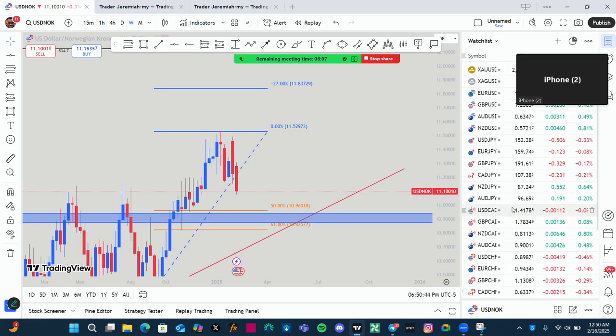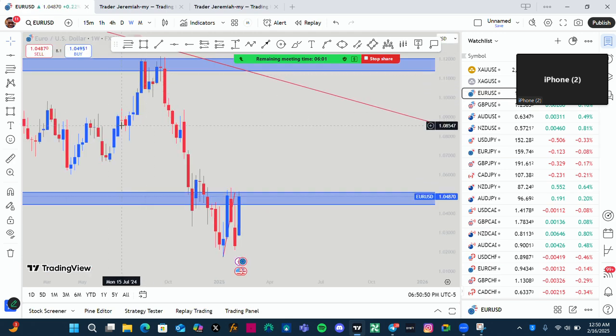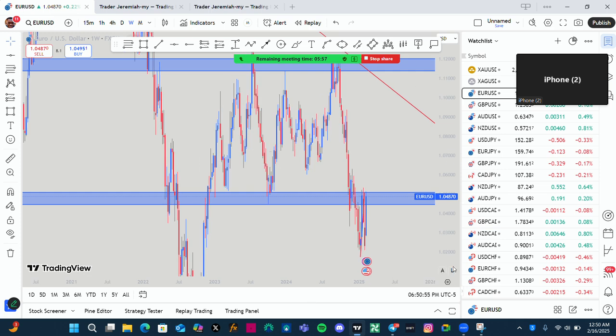Let me see if I can find a Fibonacci for a downward trend, for a downtrend market. Okay, I found one.